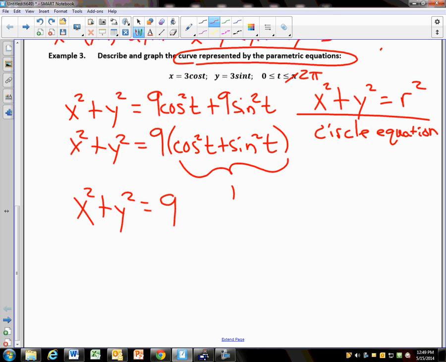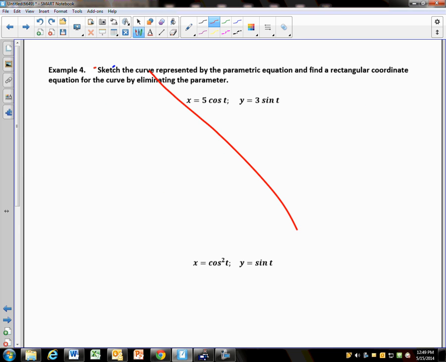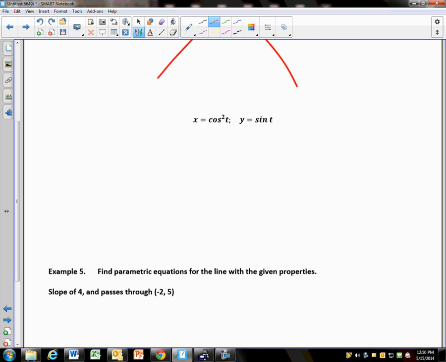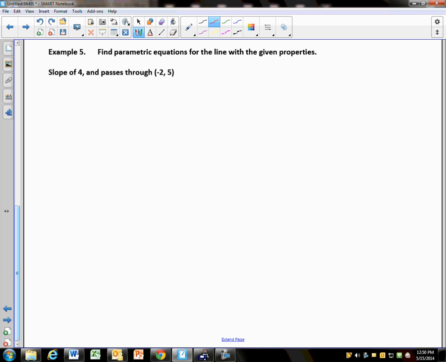You're going to have to do that in your assignment today, one problem. Okay? Just a circle. Other people have asked, can we get other shapes? Yes. This shape right here is an ellipse. Cross it out. We don't have time. This shape is a parabola. We don't have time. Cross it out. But we do have time for number 5.